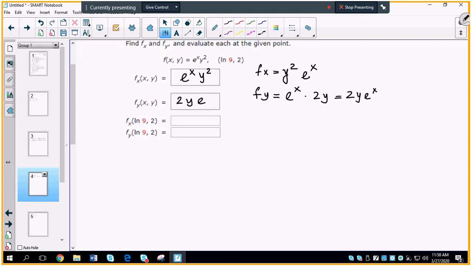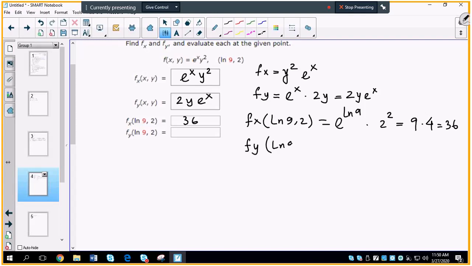And then finally, we're going to input values. So f sub x at natural log of 9, 2 will be equal to y squared e to the power x. So e to the power natural log of 9 times 2 squared. Remember, e to the power natural log of 9 is 9. 2 squared is 4. So that's 36. So that's my answer for the first one. f sub y evaluated at natural log of 9, 2 similarly is going to be e to the power natural log of 9 times 2 times 2. That's 2y. So you still get 9 times 4, and that's 36.